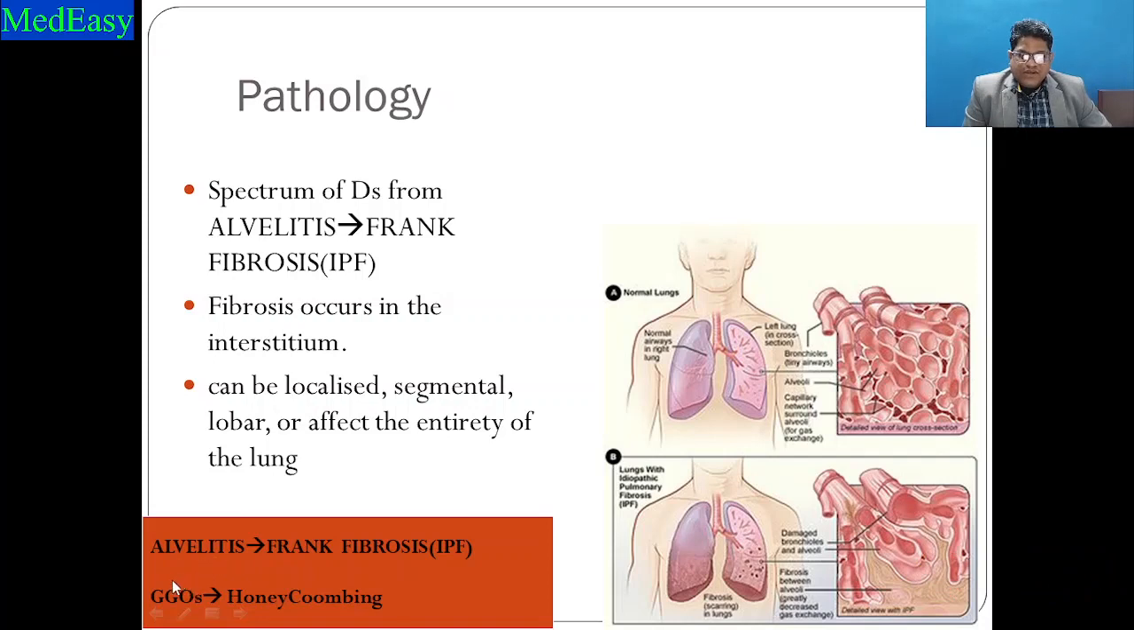So, alveolitis is the initial phase, an inflammatory phase. On CT and X-ray we can see GGOs, ground glass opacities, but when there is frank fibrosis, we get a honeycomb lung, which we call end stage lung disease. Here all the lung will be replaced by the honeycombing cystic pattern that we see in frank fibrosis.